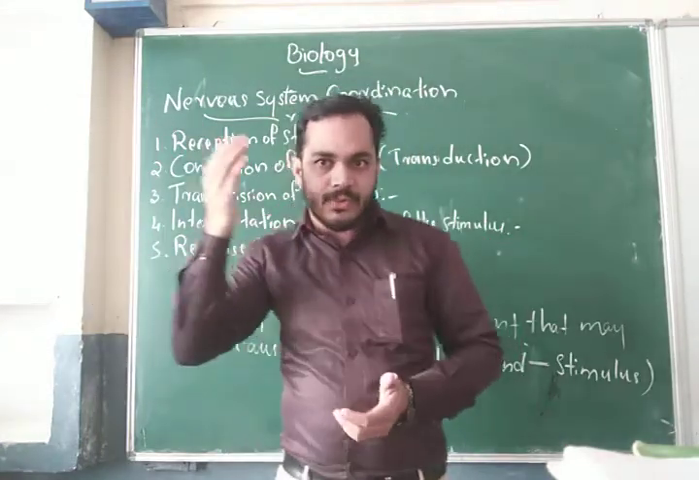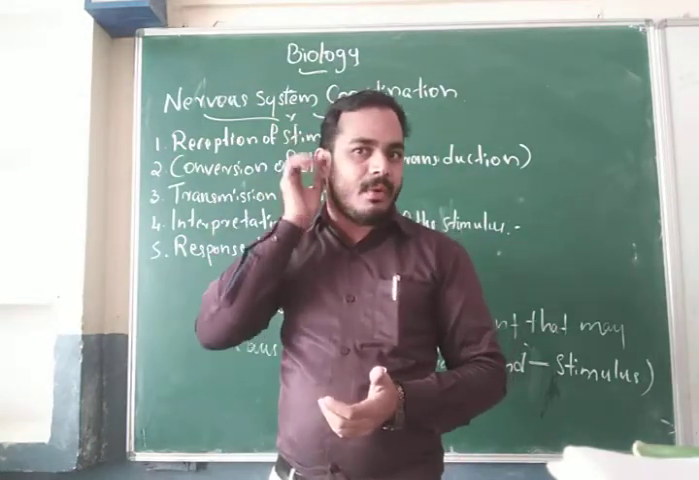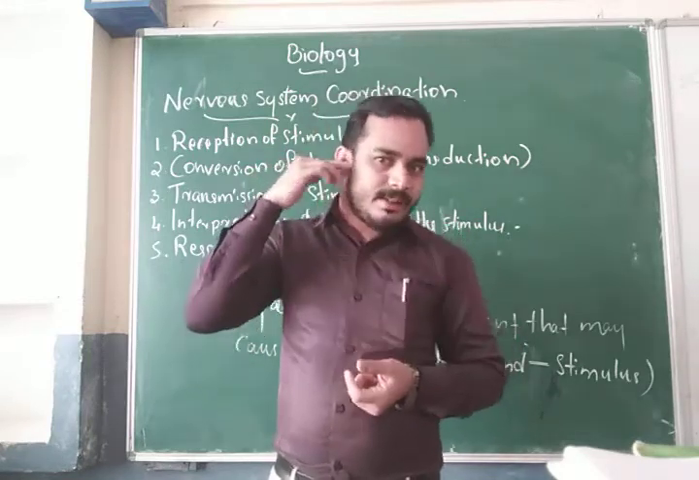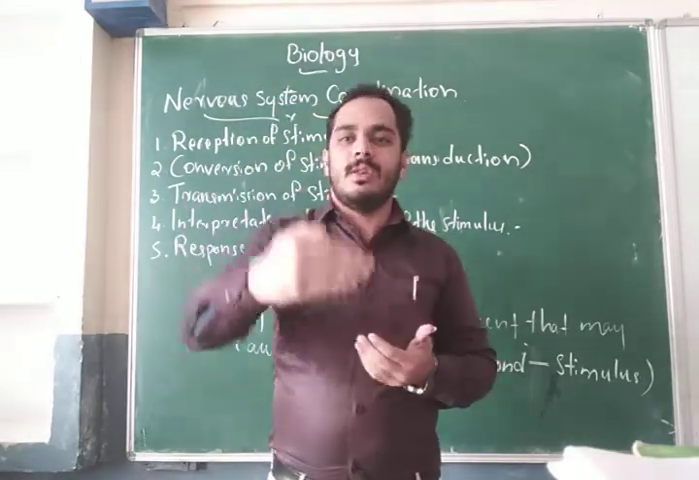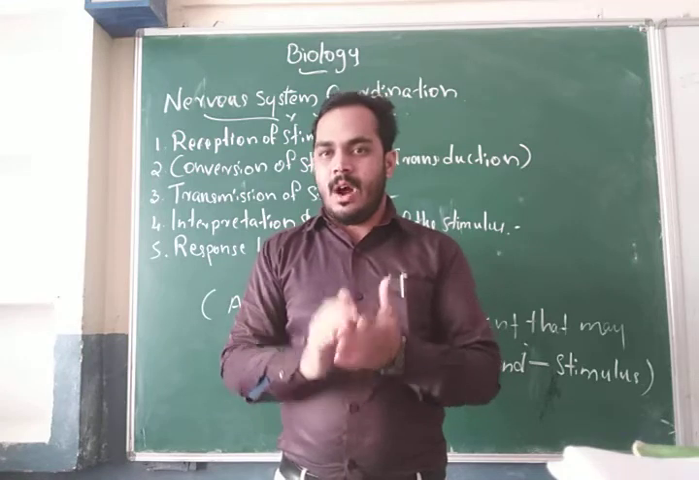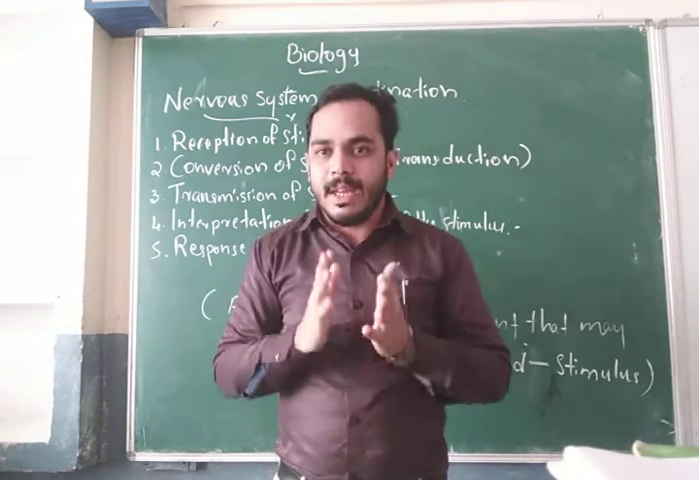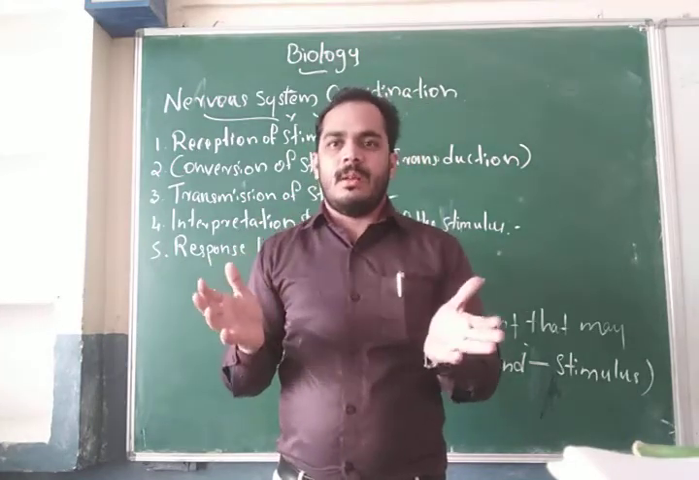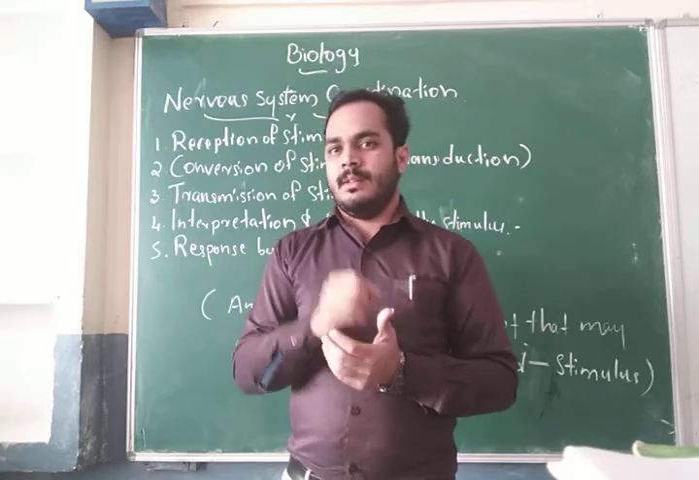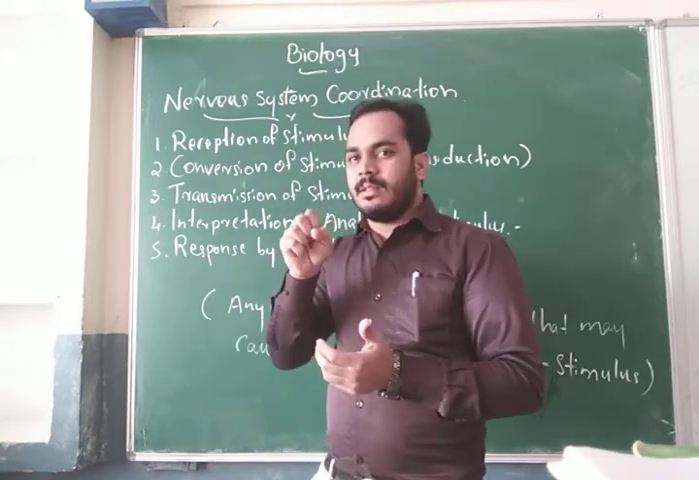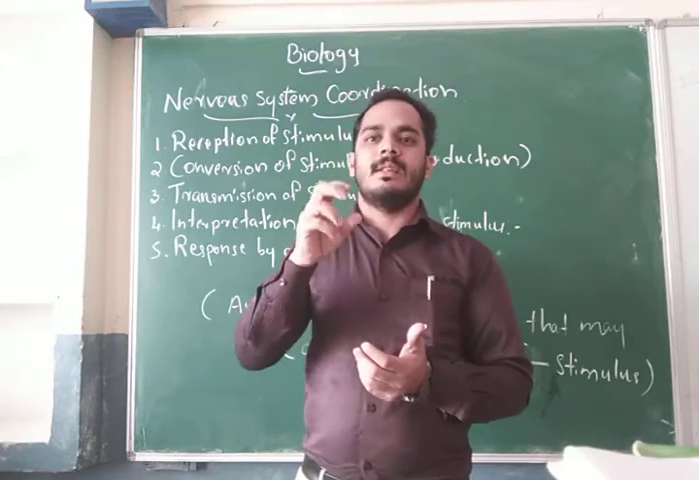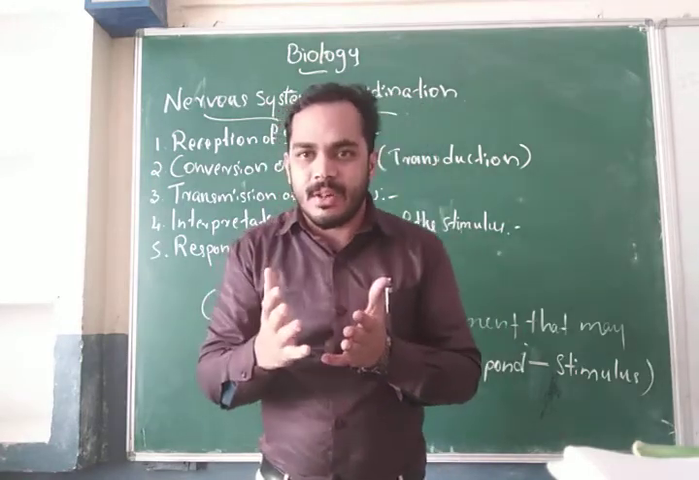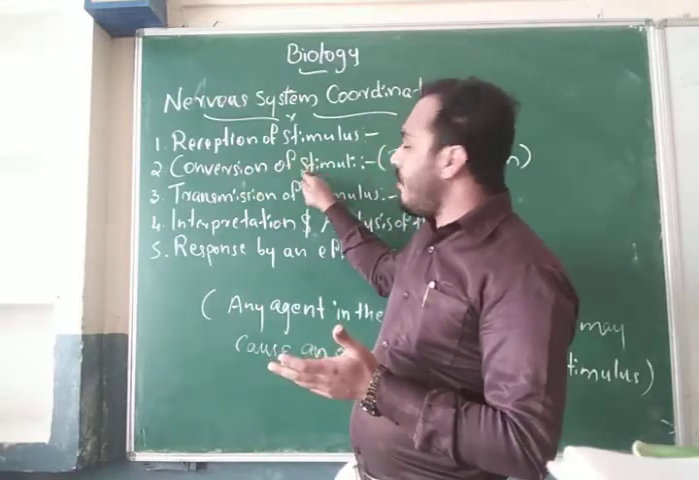Second one, conversion of stimuli. The sound enters the ear as vibration, and the ear converts it into an electrical impulse that passes inside the body. Inside the body there are millions of receptors that receive the electrical impulse and send it to our main organ to identify. So what is the second function? It is converting the stimuli.